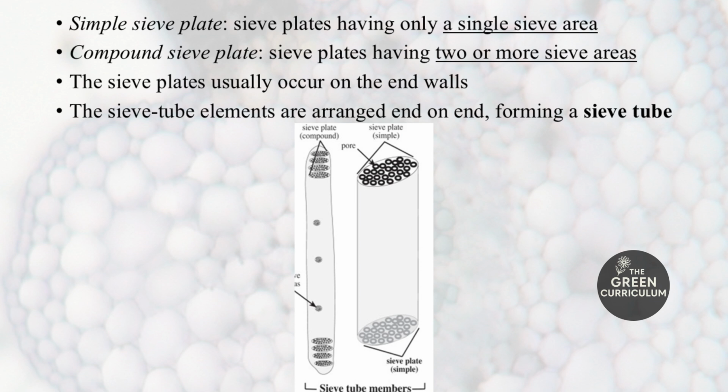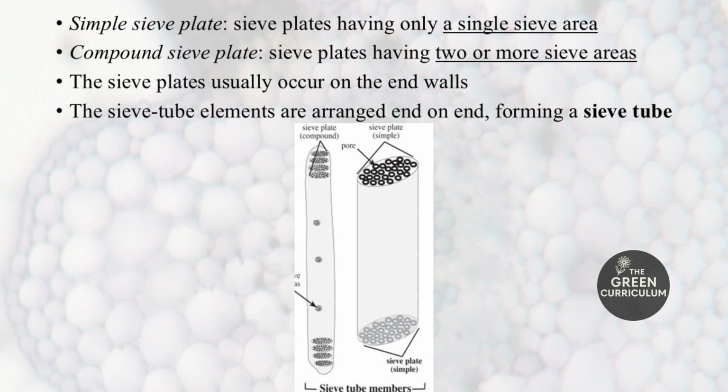In the picture, the first one on the left is a diagrammatic presentation of a compound sieve plate where there are 4 sieve areas arranged at each end. Whereas the simple sieve plate consists of only a single sieve area at each end.